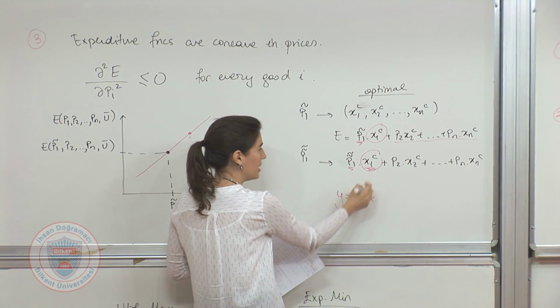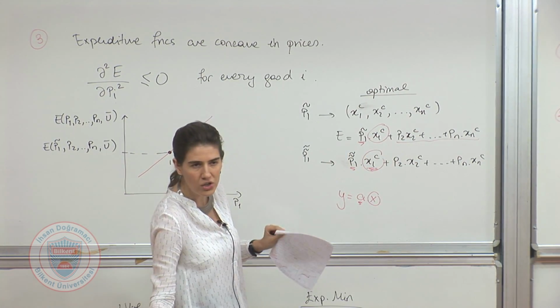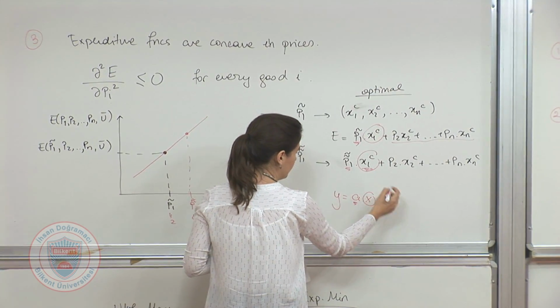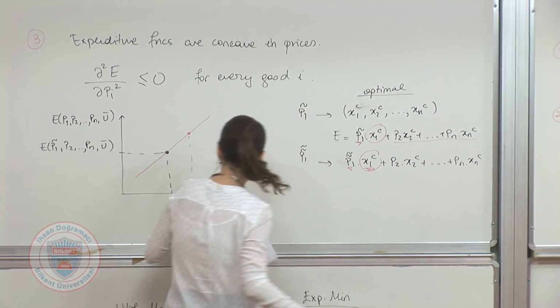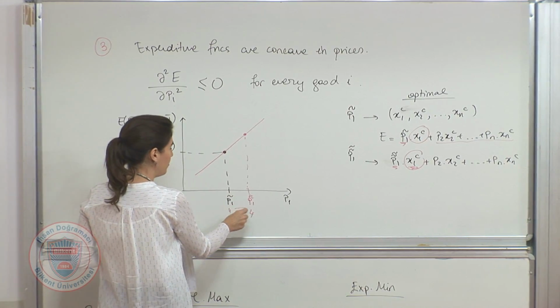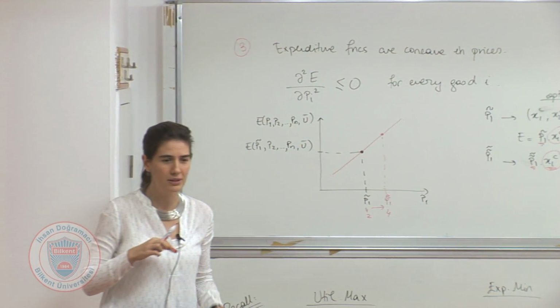So here is my x1c, but my x is increasing, right? So it's going to change in a linear fashion, Ax plus, of course, some constant, M. So now, this is the case. But do you think it's going to be so when price increases to P1 double tilde? Am I going to consume my old bundle?